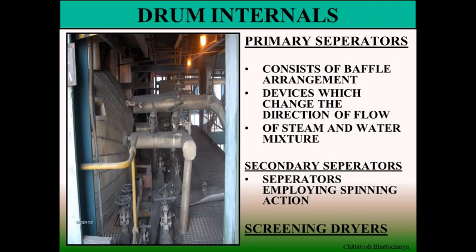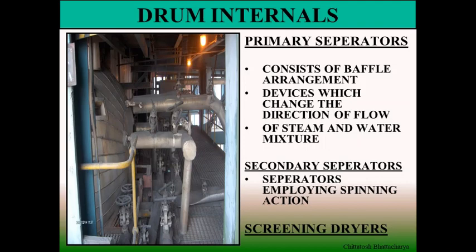There are two connections for blow down. One is for continuous blow down, another is for intermittent blow down. We have an arrangement for separation of steam and water which are coming inside, and they are called cyclone separators.